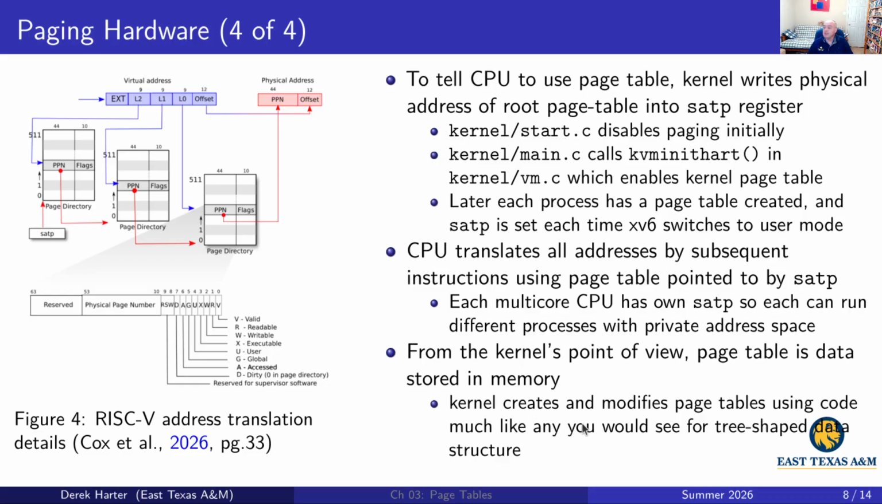From the kernel's point of view, the page table is just data stored in memory, right? So whenever the operating system has to set up a page table or maintain a page table, it's just maintaining memory, right? It's just modifying and maintaining stuff in memory in order for this translation at the hardware level to correctly happen every time memory is read or written.